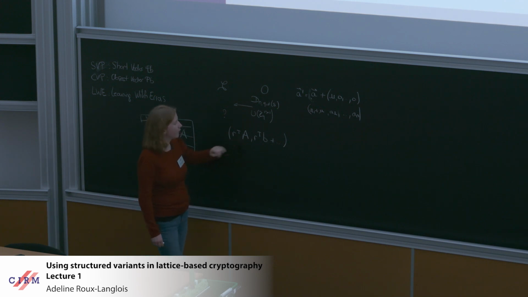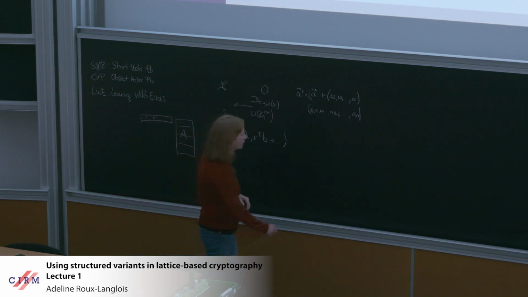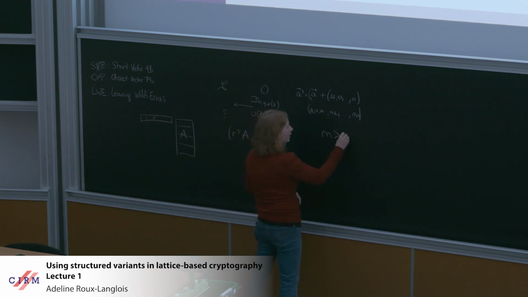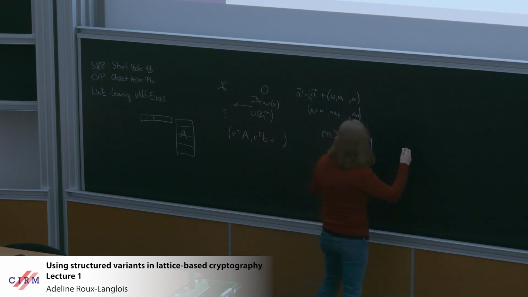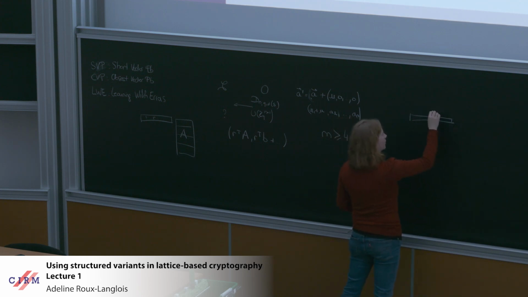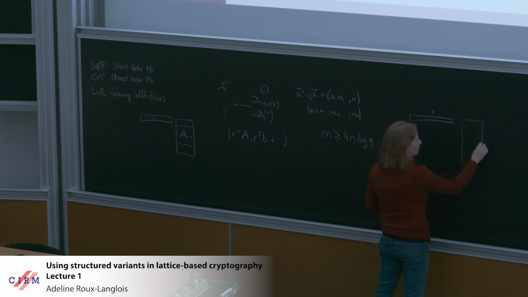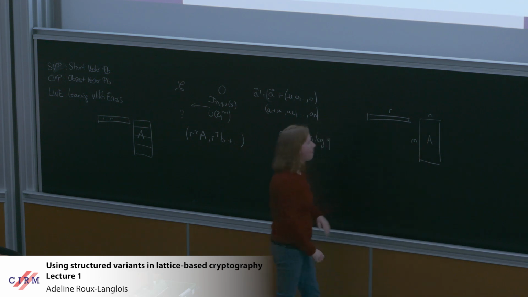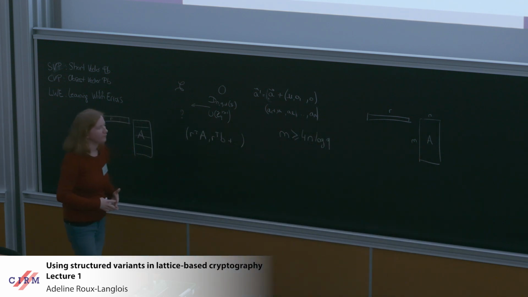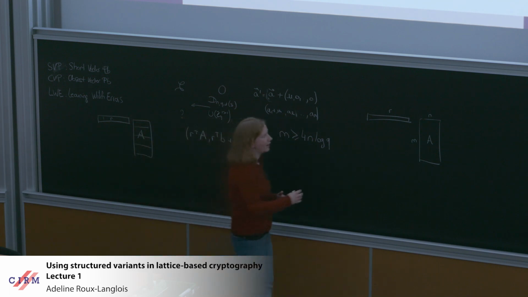And for this to work, you have a condition which is very important on the parameter, which is that M has to be more than 4n log Q. And if you have this condition, you have matrices which are very rectangular. So this is M, this is N. And it will give you enough entropy to hide R behind R times A.